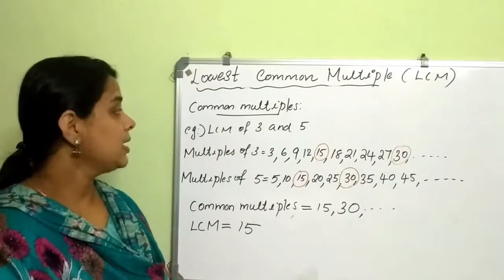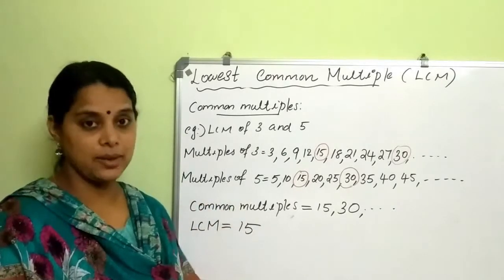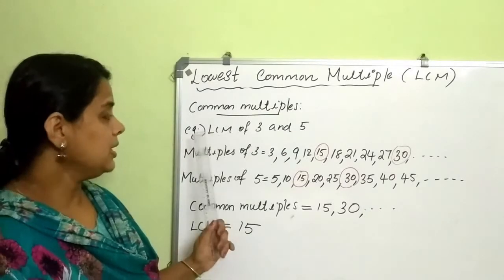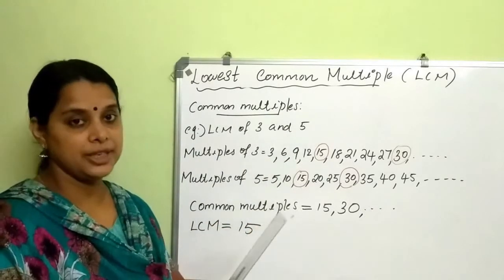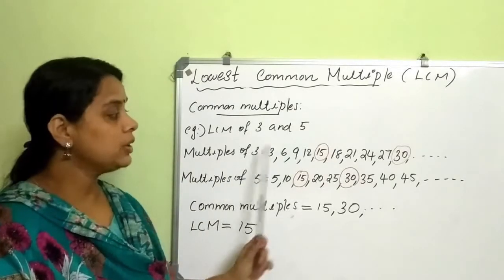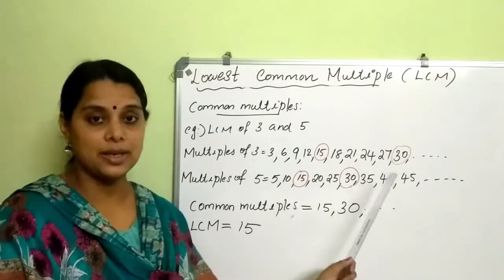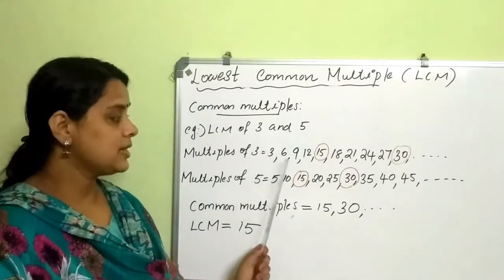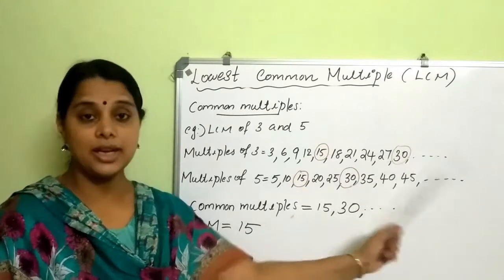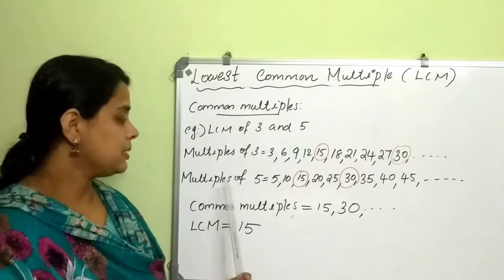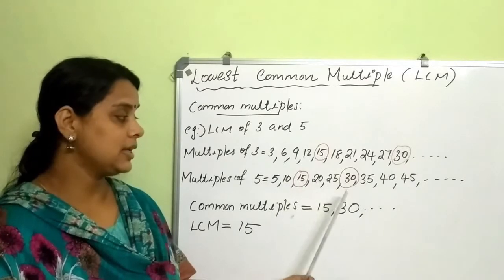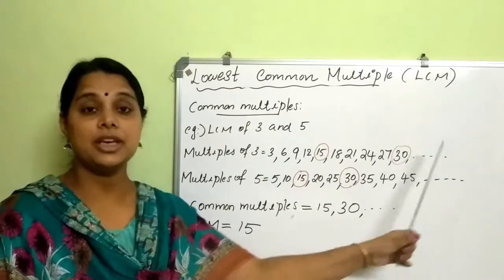Now let's see the first method of finding LCM, that is the common multiples method. See this example, LCM of 3 and 5. How to find it? See, multiples of 3 we have to write first. We know the tables of 3, so easily we can write the multiples of 3. They are 3, 6, 9, 12, 15, 18, 21, 24, 27, 30, etc. Now we will write multiples of 5. They are 5, 10, 15, 20, 25, 30, 35, 40, 45, 50, etc.